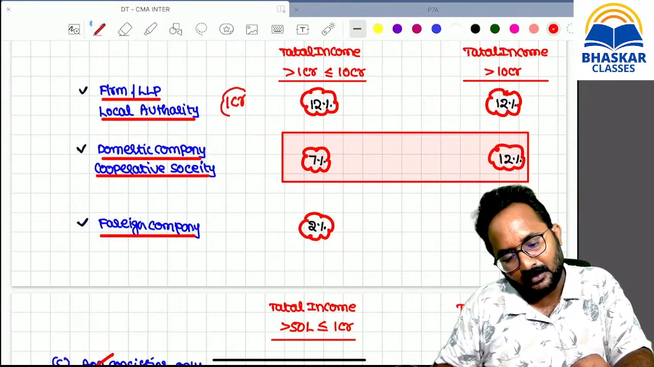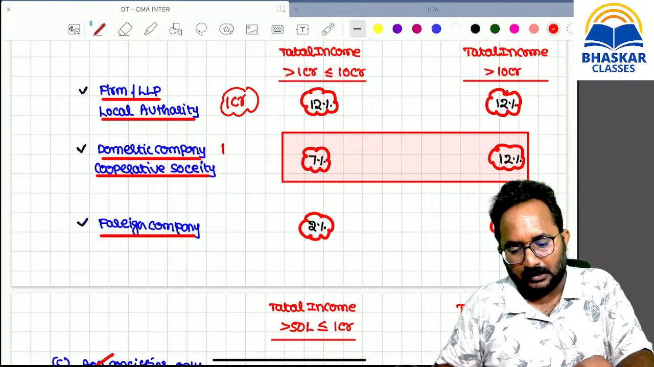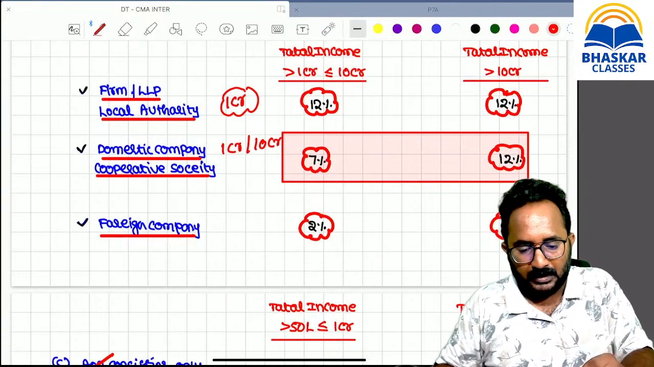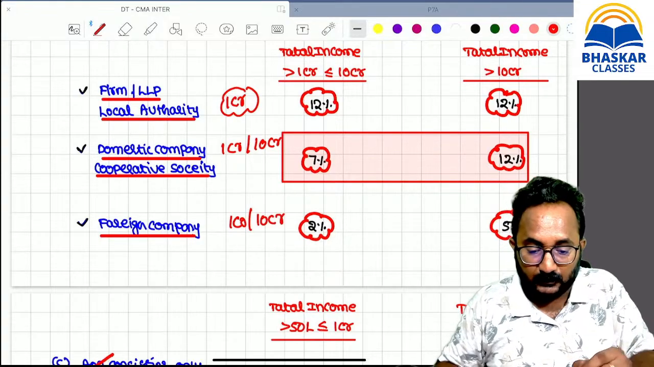1 crore only. More than 1 crore always same. Here 1 crore, 10 crore. These are all our basic limits for surcharge, guys.